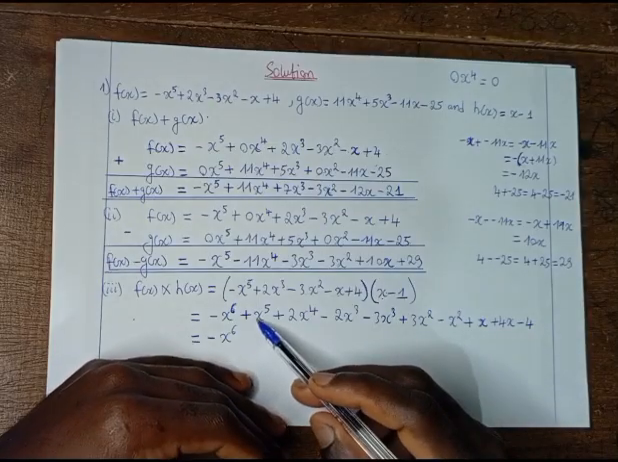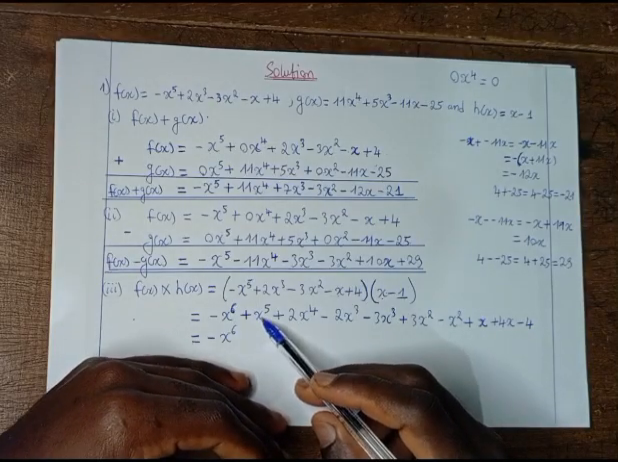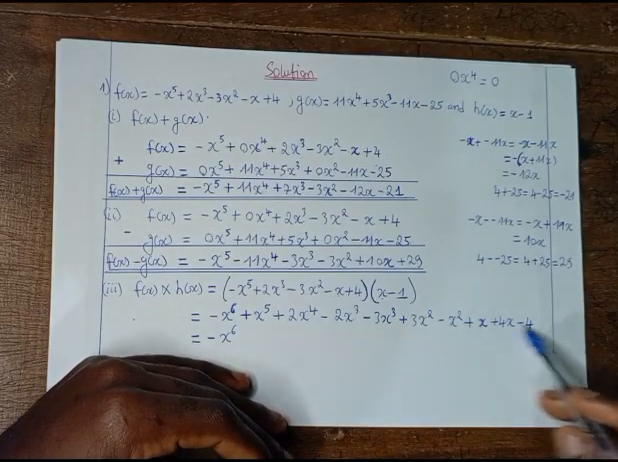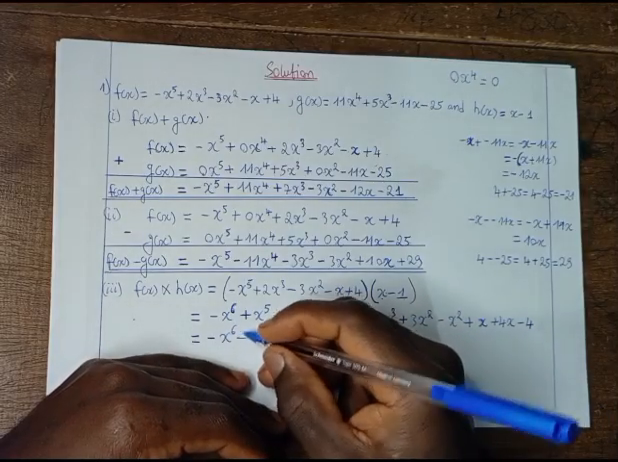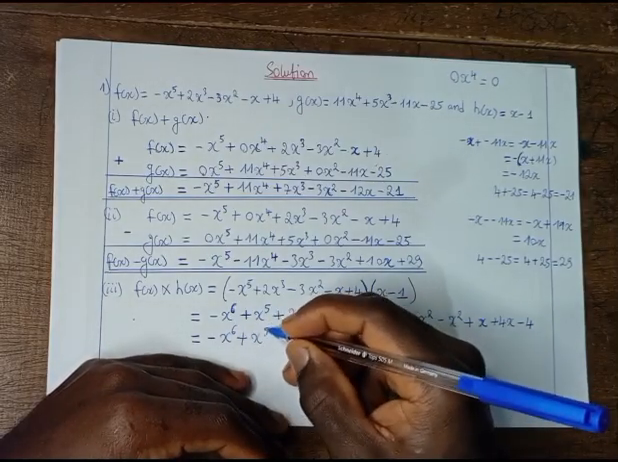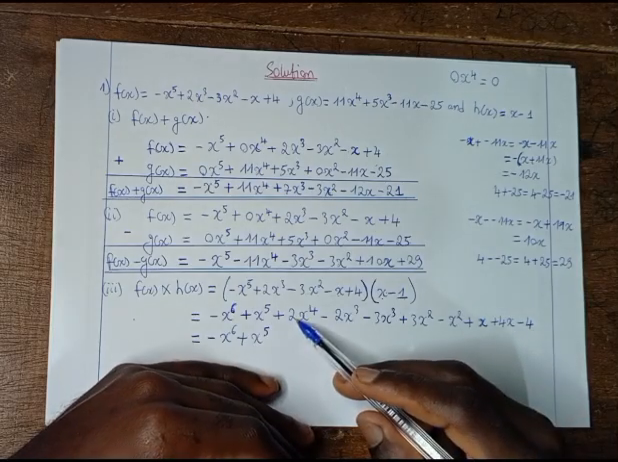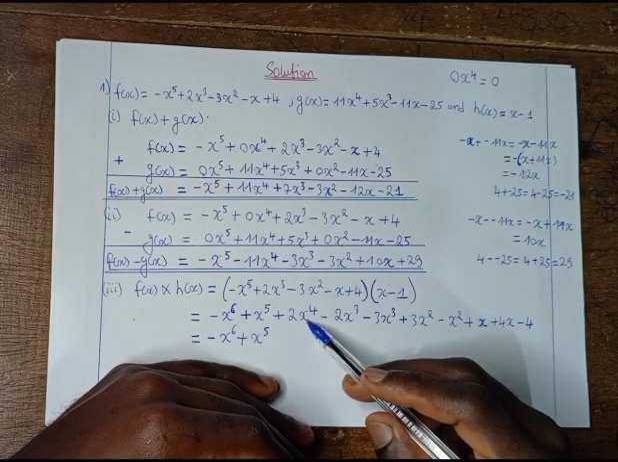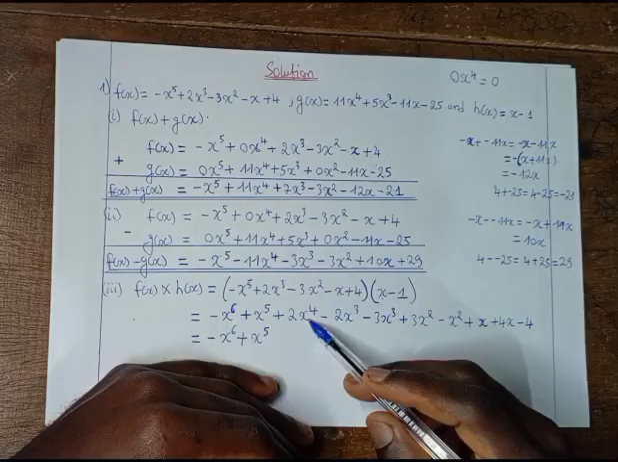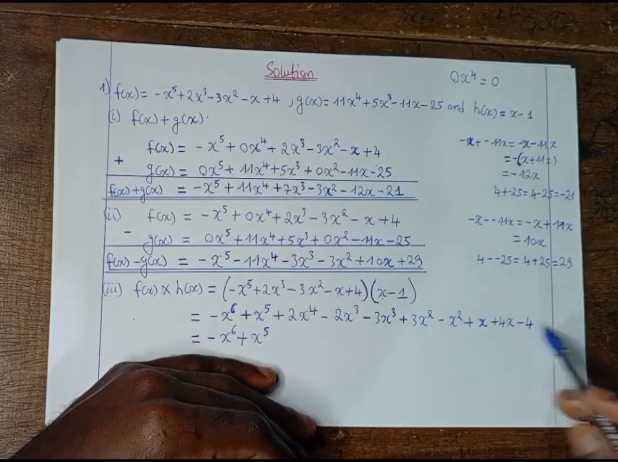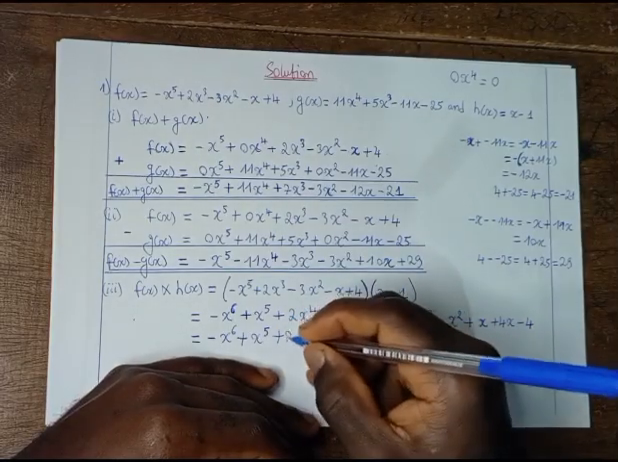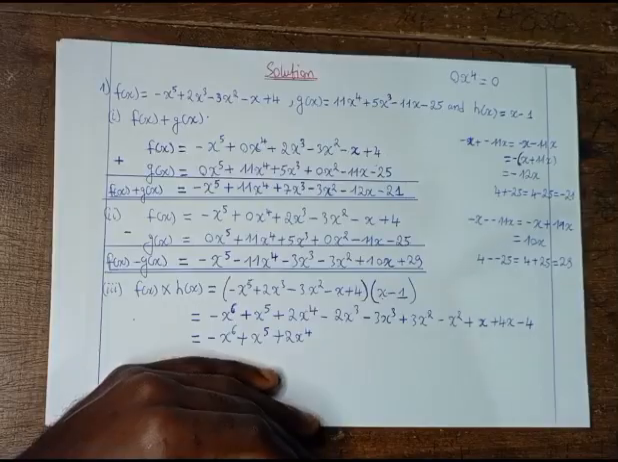The next term we have will be terms in x to the power 5. And this is the only term in x to the power 5: plus x to the power 5. Next, we have 2x to the power 4, and this is the only term in x to the power 4. We're going to write it plus 2x to the power 4.